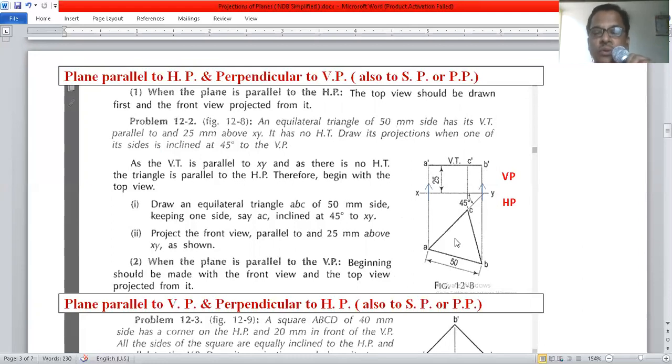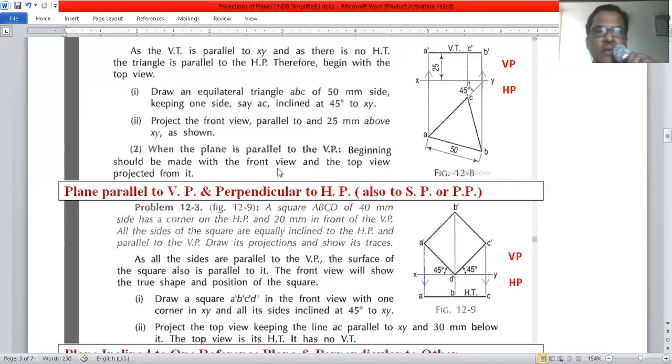So from the rule, we have seen that if the plane is showing the true shape in one plane, namely HP, in the VP it is showing the edge view, and that edge view is parallel to the reference line, and that edge view in our case is the vertical trace. That is how we can complete this particular question. Let us see another case.